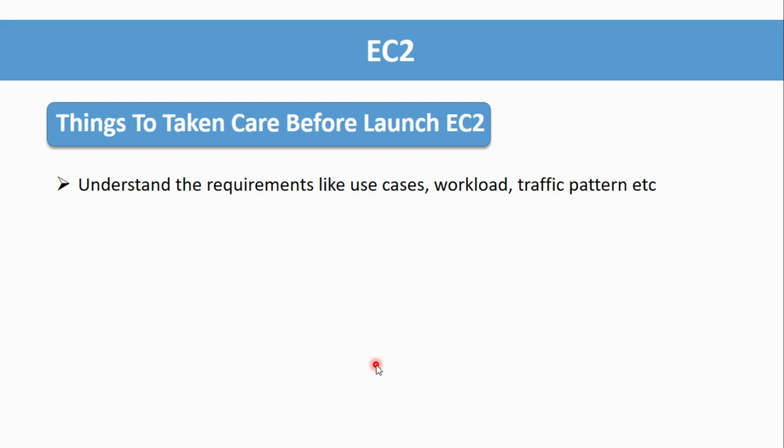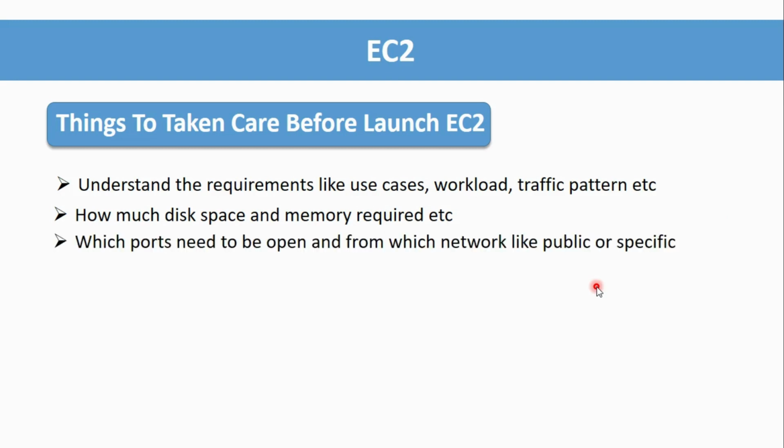Understand the requirement, like use cases, workload, and traffic pattern. If there are normal use cases and not much traffic, then it will help to design your architecture for the EC2 instance or auto scaling. And you also need to understand how much disk space, memory and CPU are required, according to your workload and traffic pattern.